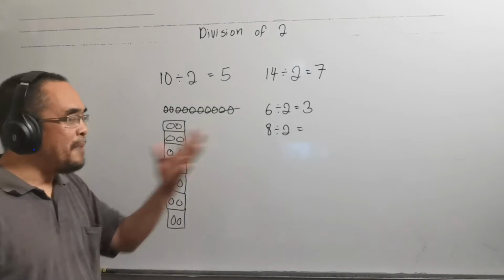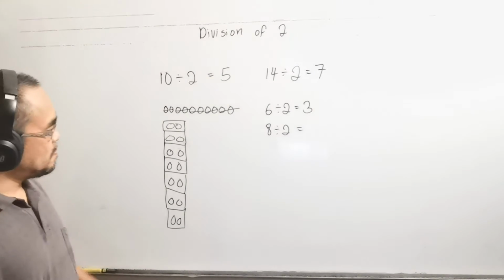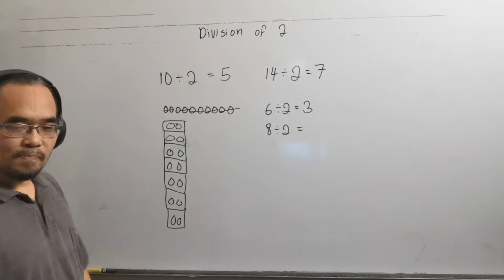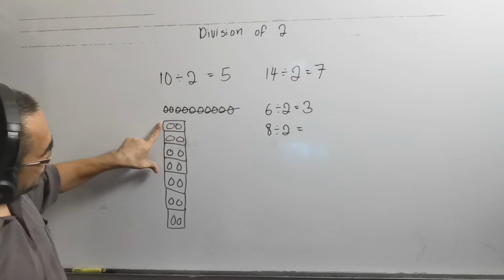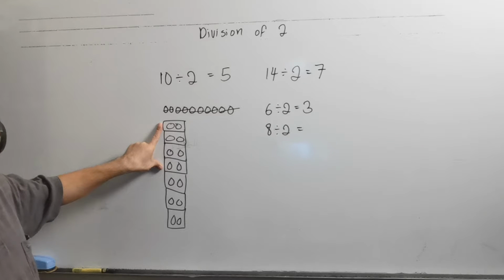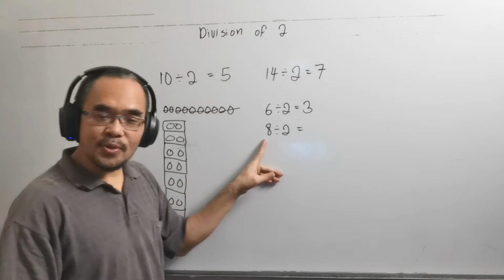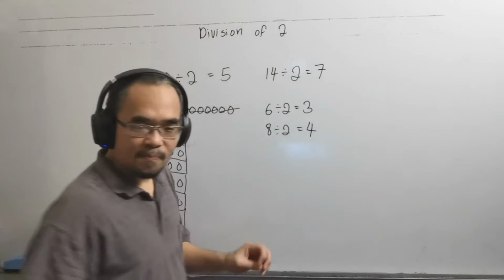How many groups will make it into 8? 8 is from here to here. How many groups is this? 4 groups. So 8 divided by 2 is 4.